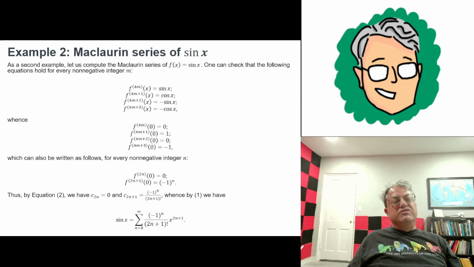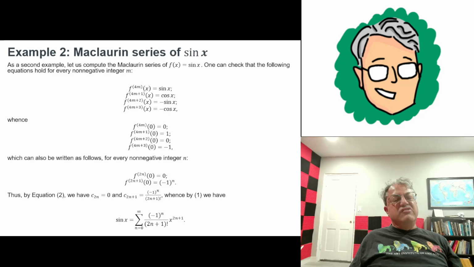We can write this a little bit more simply. We don't have to use m, we can use n. We can just say the 2nth derivative at 0 is 0. Every even number of derivatives of sine x evaluated at x equals 0 gives you 0. And for every odd number, the 2n plus first derivative gives you minus 1 to the n.